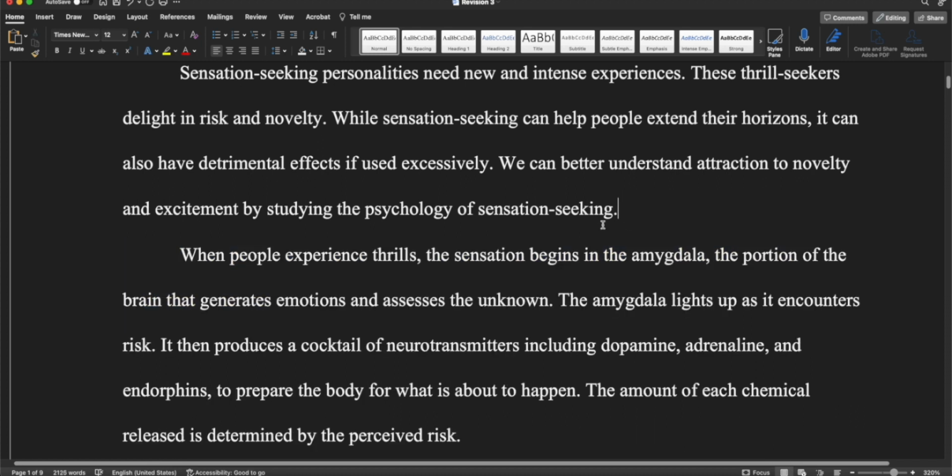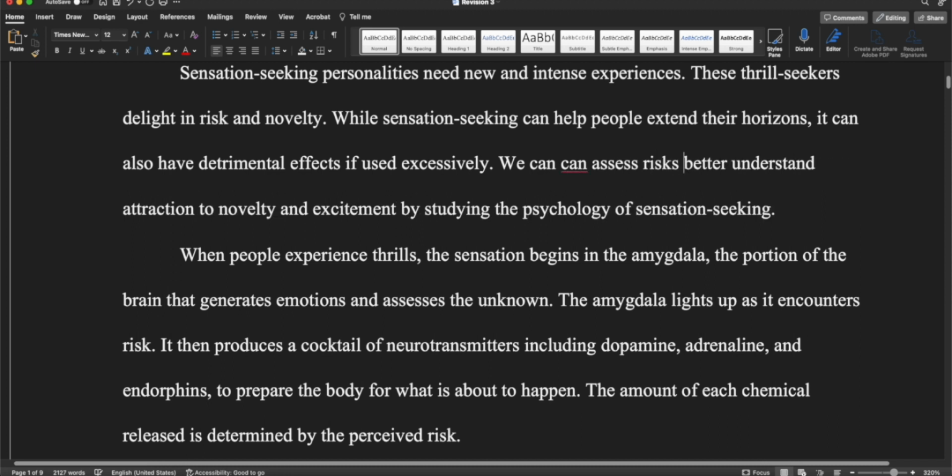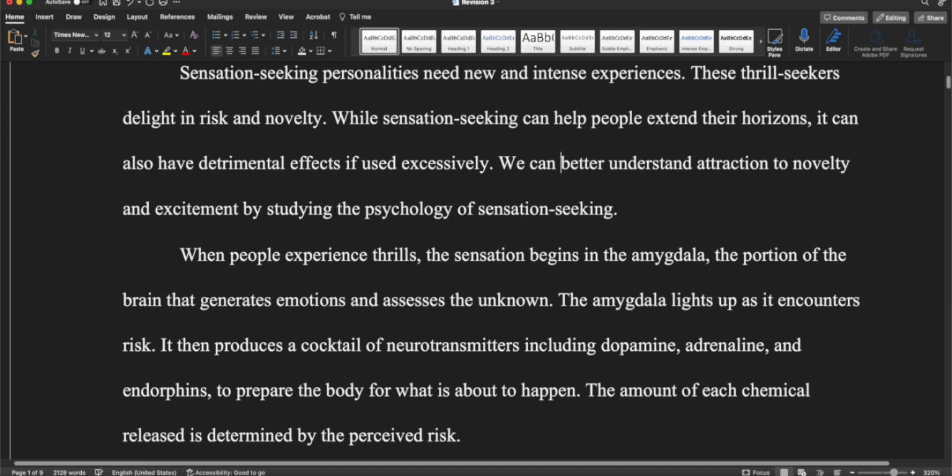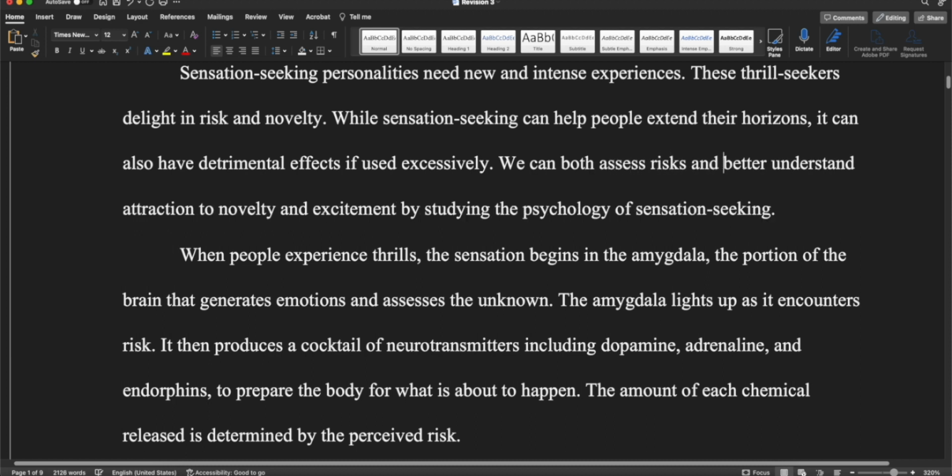But there's also this last element we want to include, which is the effect on people's lives, right? We can better understand attraction to novelty and excitement by studying the psychology of it. This is a terrible sentence. We can both assess risks and better understand attraction to novelty and excitement by studying the psychology of sensation seeking. That's not terrible, actually. It's okay.